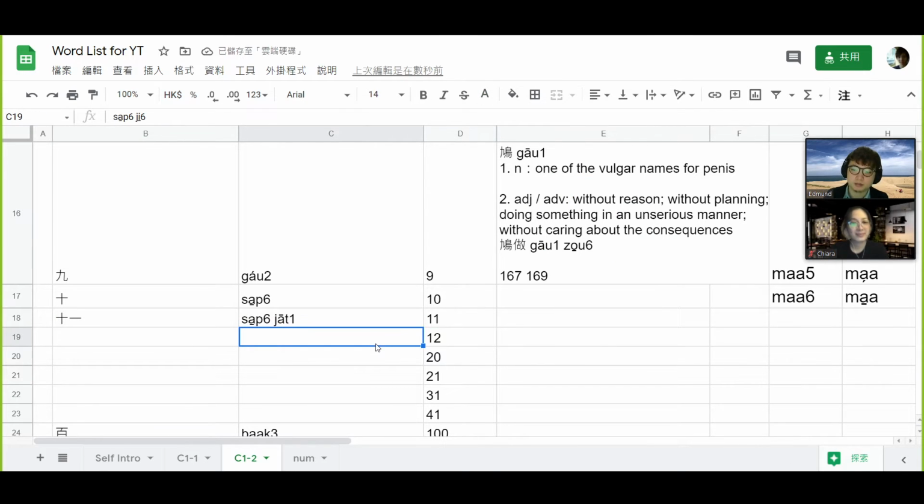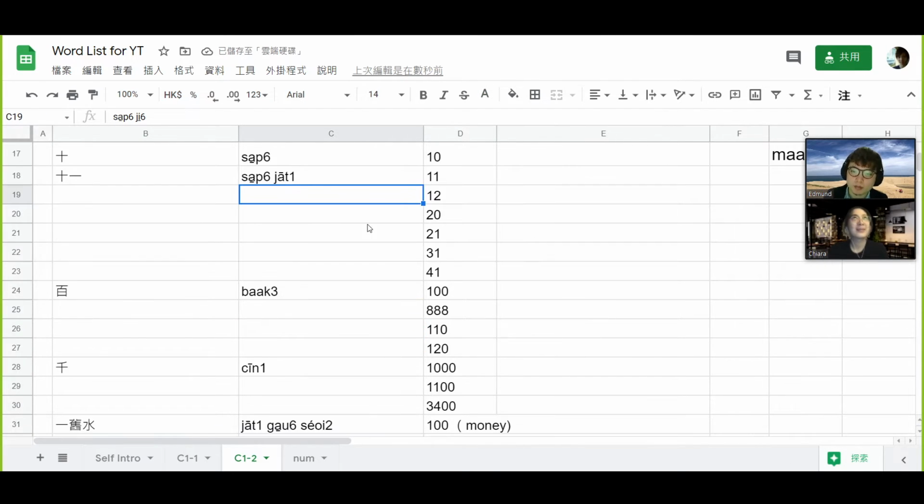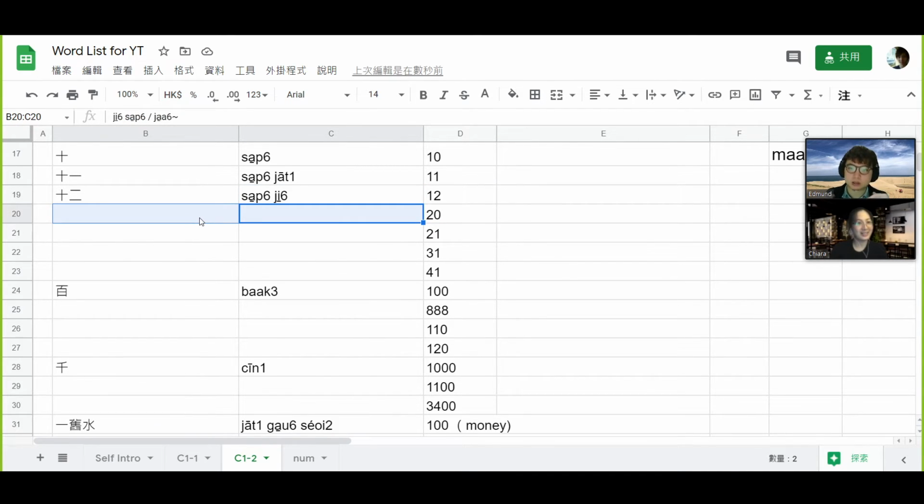How about this one? Sap yi. Sap yi. And how about this one? This will be the reverse order of this one. 20, although both of them are low tone. 20. For after 10, so 10 we don't have any shorter version.